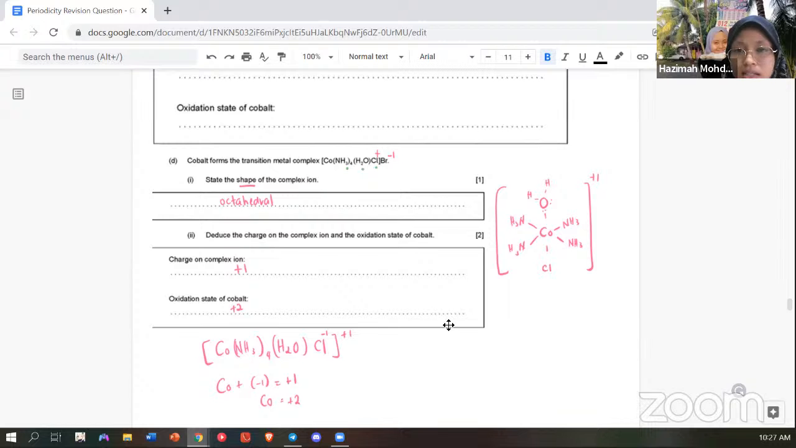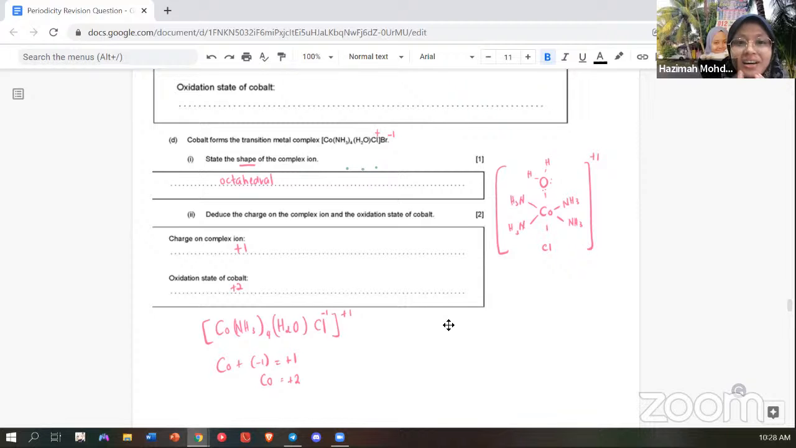Sebab ligands tu, each ligands tu ada different strength. So yang lagi kuat akan tarik lagi banyak, macam dia akan distorted. Okay, faham? Sebab dia surrounded by different ligands. Kalau dia surrounded by same ligands, dia akan octahedral yang stable, dia tak distorted. Alright. Okay, second, charge of the complex ion and the oxidation state of cobalt.